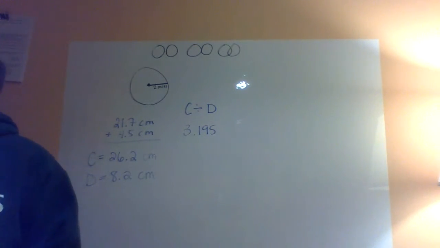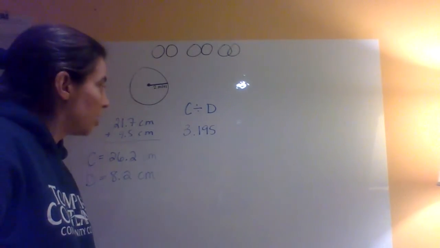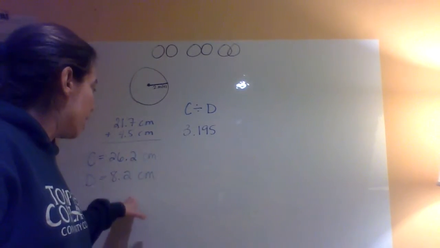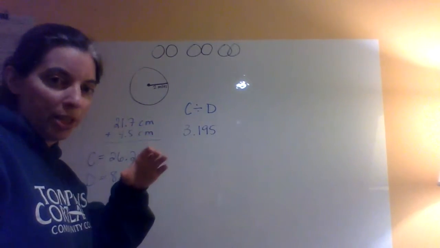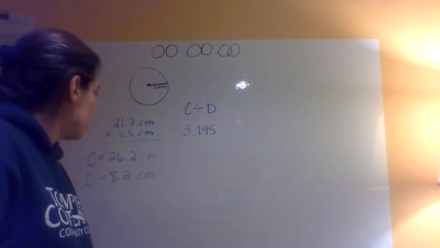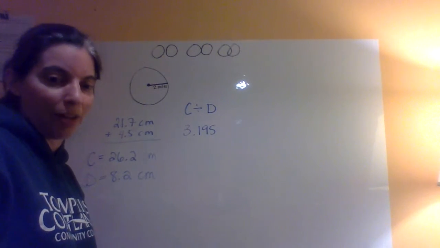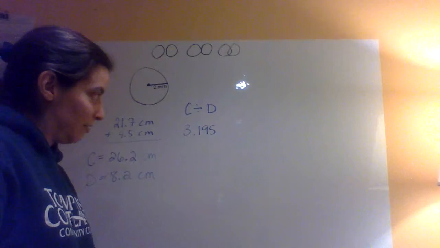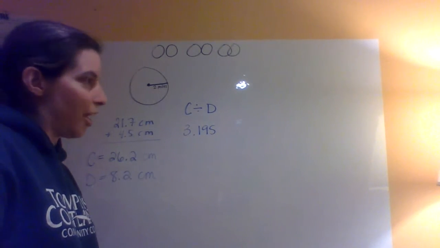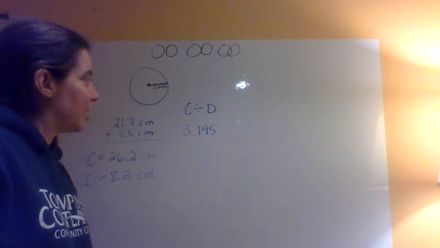Okay, so if you did not already do this, I would ask that you stop the video and try to find some circular object, measure around the circumference, measure across the diameter as best you can. Okay, and then come back to the video. So you can go ahead and pause it, find something to do that with, and then come back. Okay, so hopefully you did that and you divided those two.